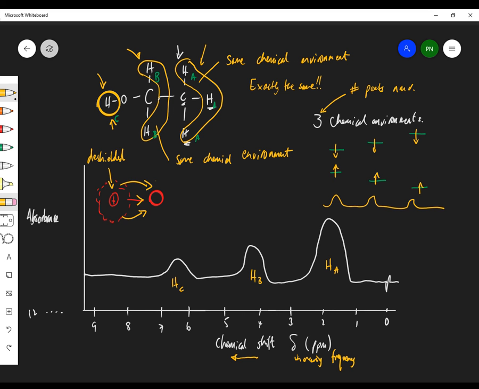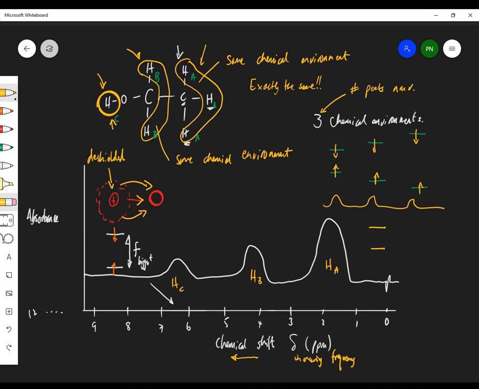Okay, if it's deshielded, it experiences more of the external magnetic field, and that means the energy gap will be greater for this proton. Okay, it's in the same external magnetic field, but because you're deshielding it, it experiences more of it. So the energy gap is greater. So the difference here is biggest. So the frequency you need is the biggest. That's why you get a frequency down here. Down this one, the HA protons.